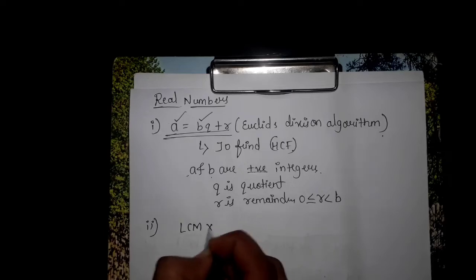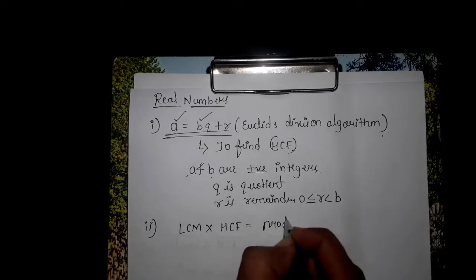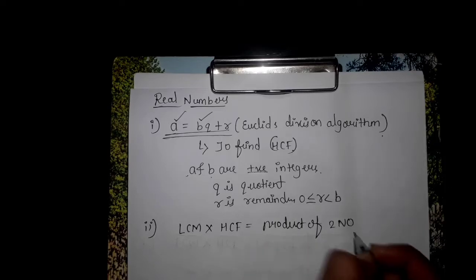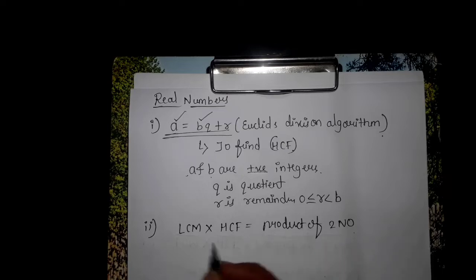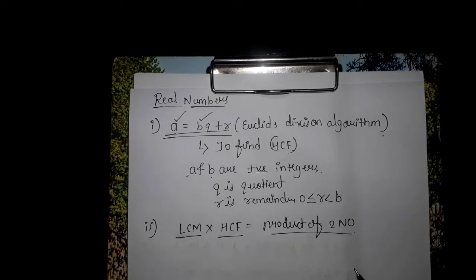LCM into HCF is equal to product of two numbers. In this formula, there are three quantities: LCM, HCF and product of two numbers. In examinations, we will be given any two quantities and we will be asked to find the third one.